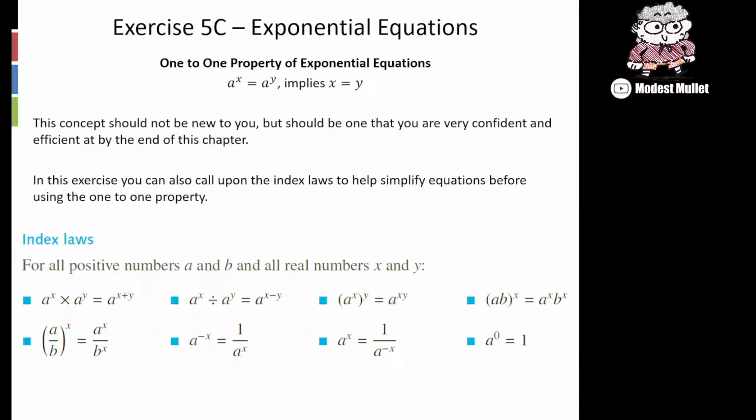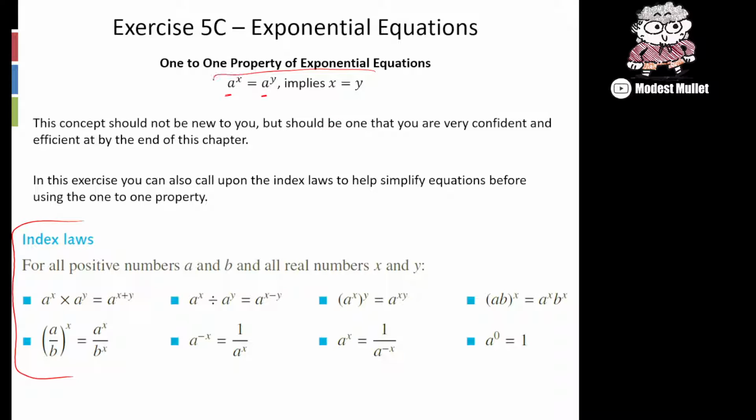There's a refresher on the index laws in the bottom of the slide. The main thing that comes down to when we try and solve exponential equations without using an inverse, so the inverse of an exponential is a logarithm, so when we try and solve without using a log, or the process of logarithms, we're just trying to make the base the same.